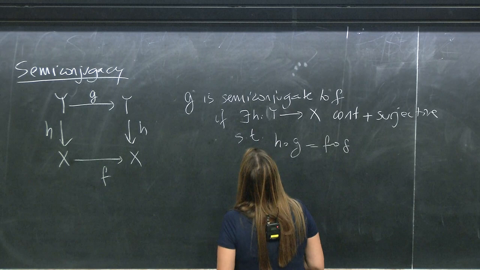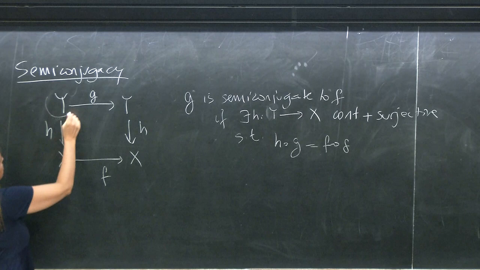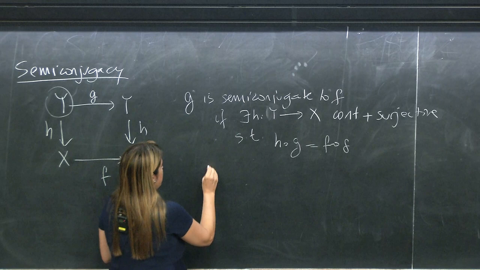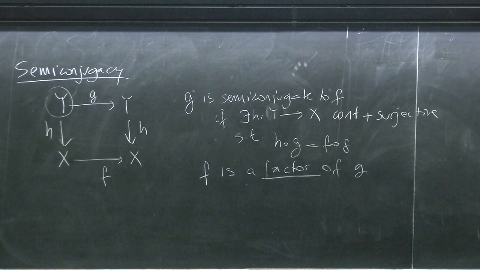And it is never clear to me what this means. Who is the one who has more information? The one who is up has more information, okay? So we are going to say that F is a factor of G. I presented both definitions. I will tell you why.